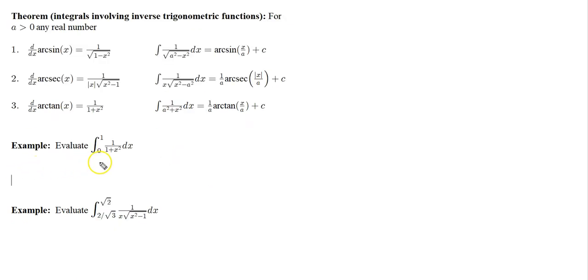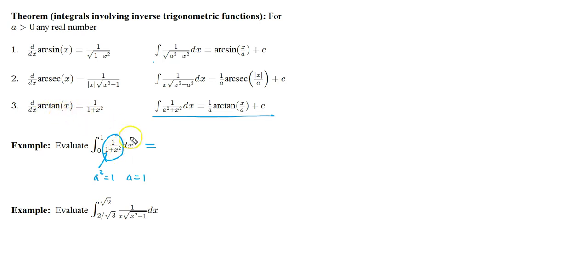So for this example, we want to evaluate the definite integral from 0 to 1 of 1 over 1 plus x squared. So we have to find the antiderivative for this function first. Well, let's look back at our formula up here. Notice we have this rule right here. So in this case, the a squared is just 1, in which case a is just 1.